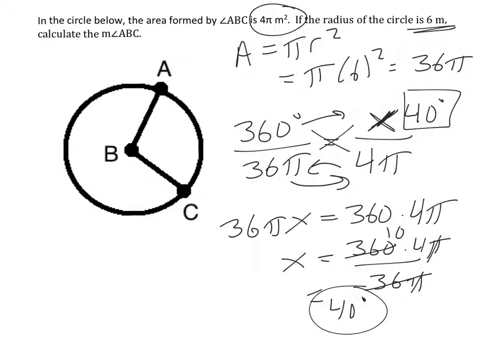So if you prefer proportions, you're more than welcome to use them. If you'd rather use the equation, that's fine, as long as you're just using one of these methods. But notice you start both these problems always trying to find the area first if you can. And you can if you have the radius. So that's the first step.